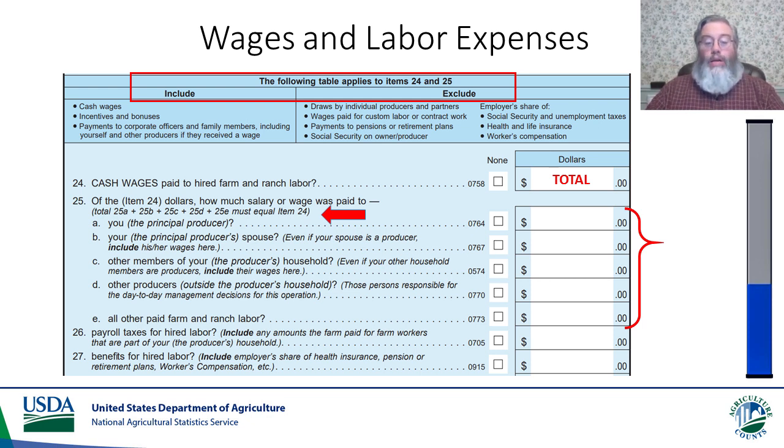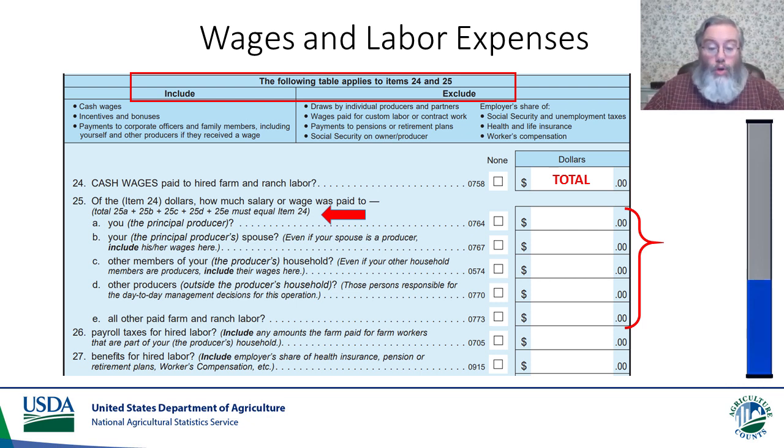Paid labor includes only those workers whose pay was considered a business expense of the farm during the year. These workers should have gotten a W-2 or a 1099, but they might not have, depending upon the arrangement the worker has with the operator. The table above question 24 has some detailed instructions as to what to include and exclude regarding cash wages. In short, if wages were paid, they should be included.